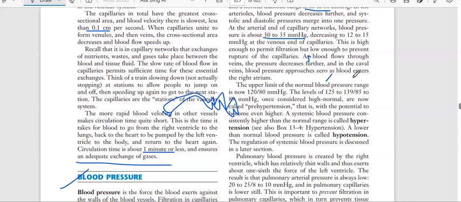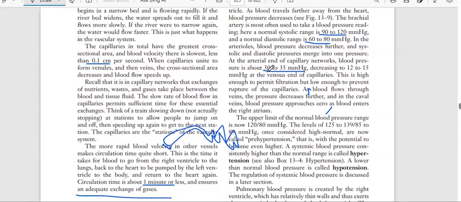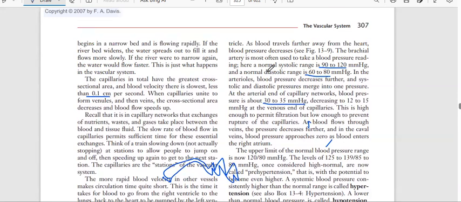The upper limit of the normal blood pressure range. So the normal blood pressure is systolic 90 to 120, diastolic 60 to 80. When it reaches the arterioles and capillaries, the BP becomes 30 to 35, and in the capillaries it is 10 to 12, 12 to 15.